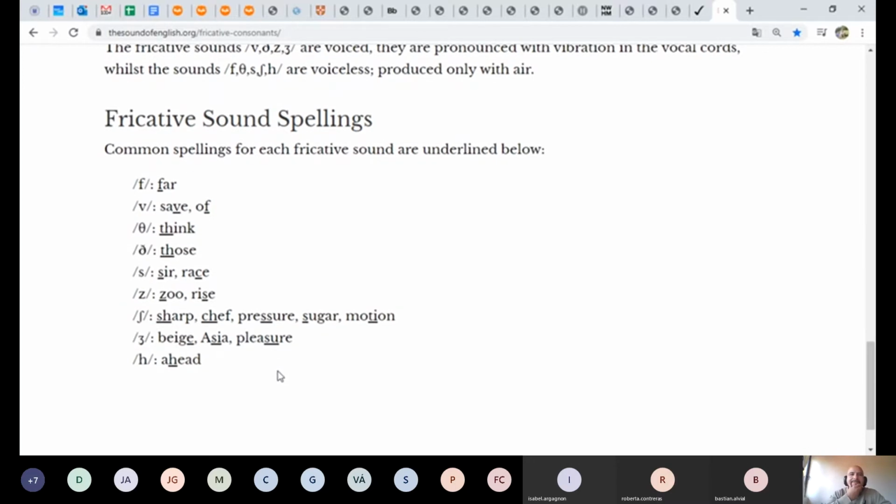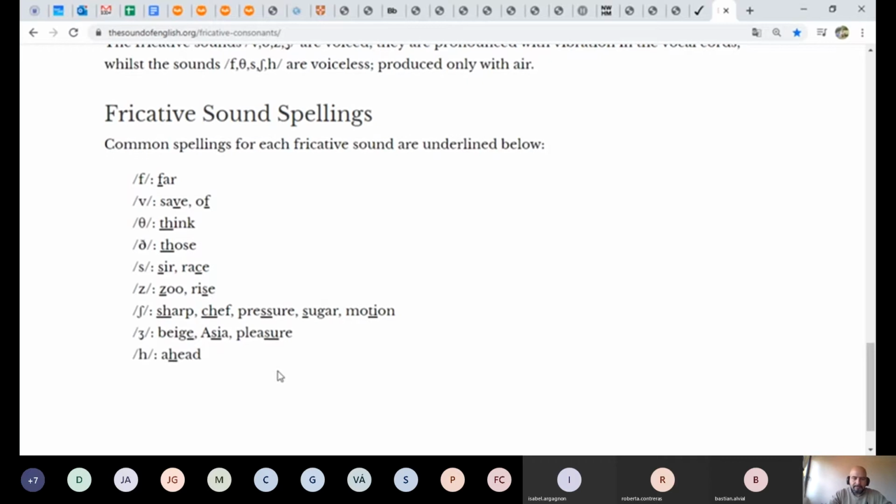Common spellings for each fricative sound are underlined below. F: far. V: save, of. Th: think. Th: those. S: sir, race. Z: zoo, rise. Sh: sharp, chef, pressure, sugar, motion. Zh: beige, Asia, pleasure.